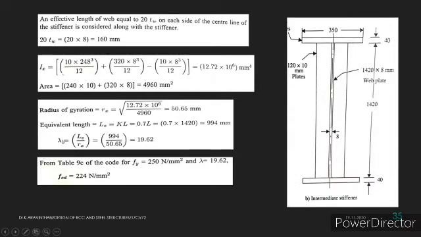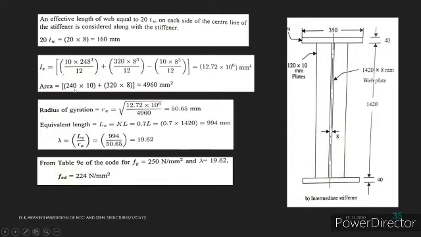We need lambda, that is L effective. So now 0.7 L will be applied, that 0.7 L will be 1420, that is 994. And also to find Rx. How to find the Rx here is, that is moment of inertia divided by area.